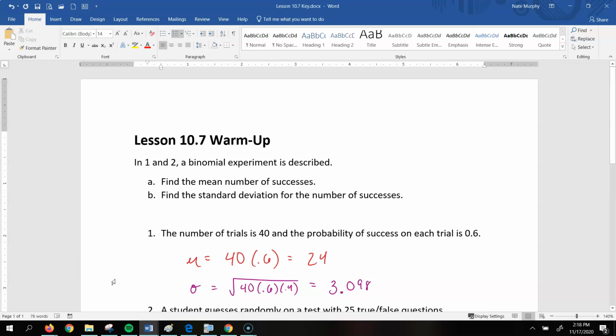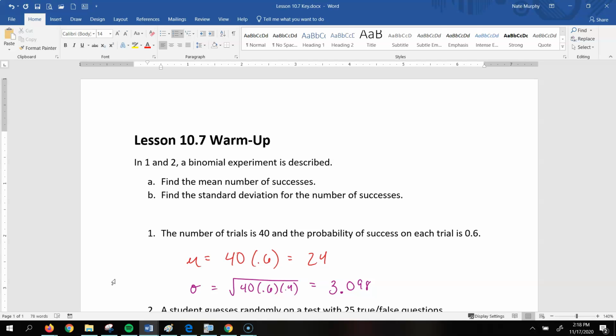All right, so here's the key. For numbers 1 and 2, it says a binomial experiment is described. We want to find the mean number of successes and the standard deviation of the number of successes. Remember, when we're dealing with a binomial experiment, that means we only have two possible outcomes, a failure or a success. In this situation, they give it to us pretty straightforwardly: there are 40 trials and the probability of success is 0.6.